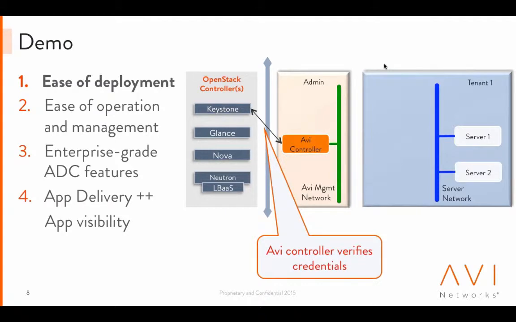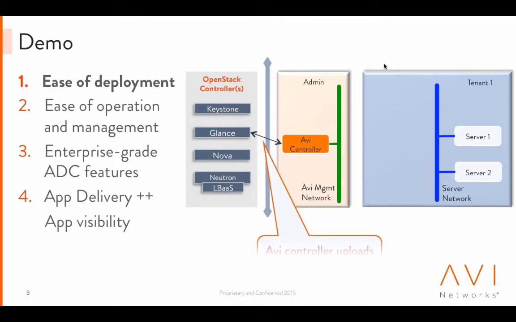And once you have the AVI controller up, all you need to do is configure the AVI controller with the credentials for your OpenStack controllers. So you provide the Keystone credentials, and the AVI controller is initialized. It verifies the credentials with Keystone, making sure that it can talk to it. It uploads the service engine image, the data plane engine image, to Glance so it's readily available and it can spin up instances as needed. And once these two steps are done, that's it. You have an enterprise-grade ADC available in your system, ready to be used.